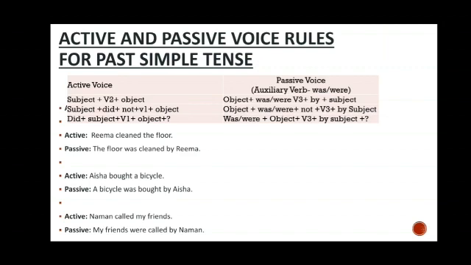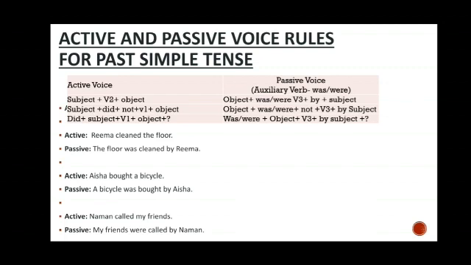Now next is simple past tense. In simple past tense, subject, then verb second, then object is coming. If I am talking about negative, then subject, then did not, then verb first is coming, because did is already verb second. Okay. Now interrogative: did, subject, then verb first, then object is coming. How are you changing it in passive voice? See, object plus was/were plus verb third plus by plus subject.